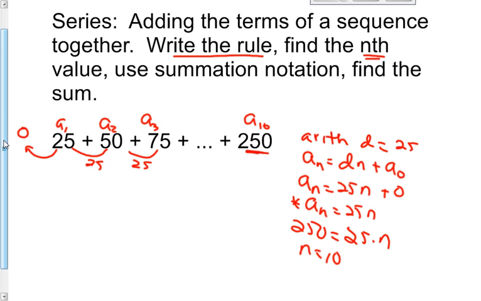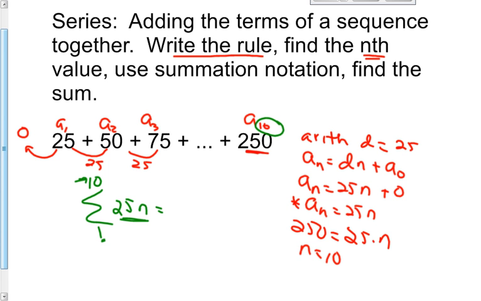Now we need to do summation notation. Summation notation is your sigma. We're going to start with the first term, and we have to add up to how many terms. That's the reason we needed to find this. We are adding the first 10 terms according to the rule 25n. This is the appropriate way to write sigma notation. We have to have a starting value, we have to have a stopping value, which term we're going to stop with, and we have to have the actual explicit formula.